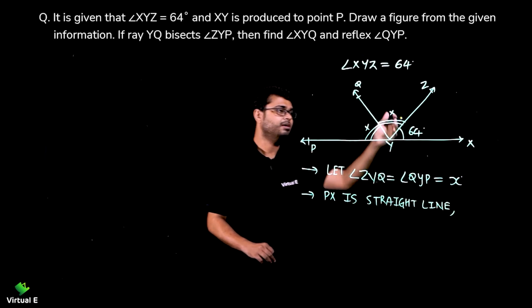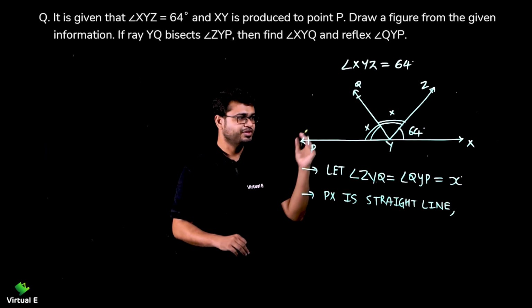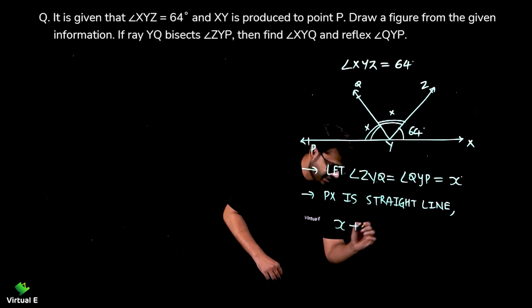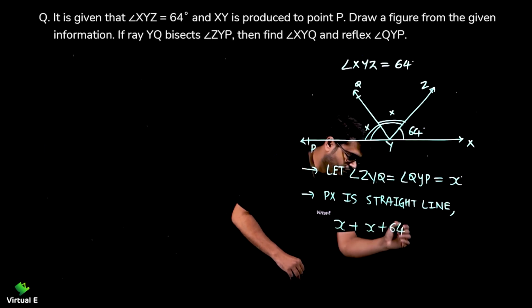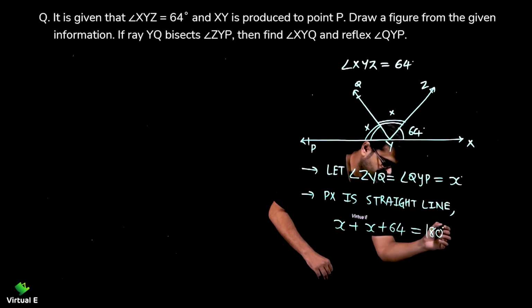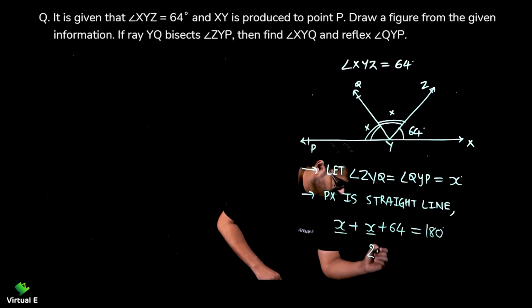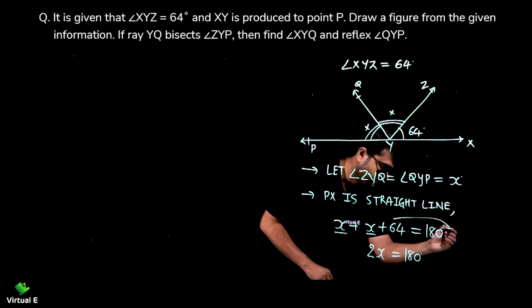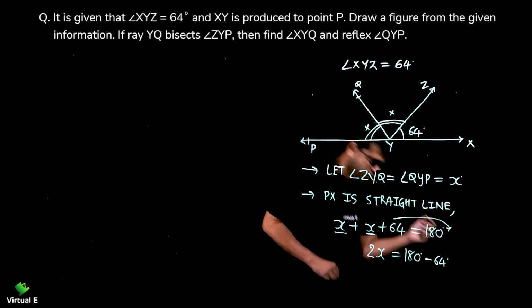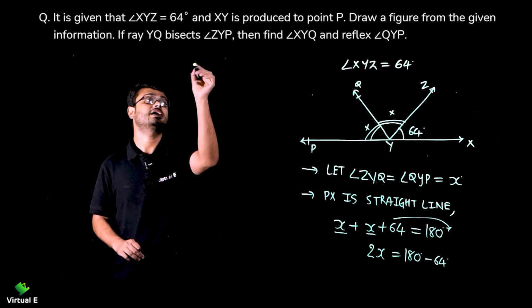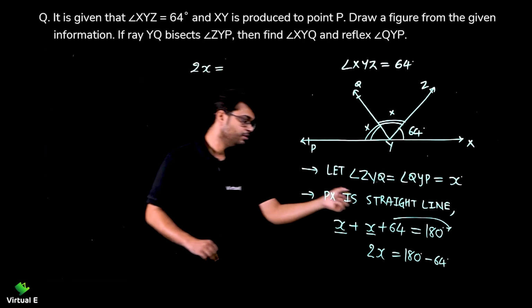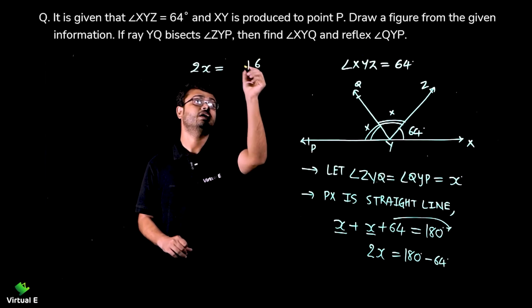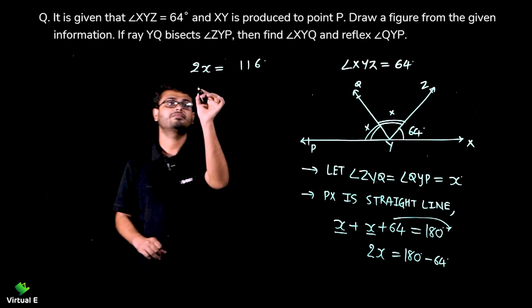So let's add them up. Straight line means straight angle. So if you add them up, you are going to get 180 degrees. So let's write x plus x plus 64 is equal to 180 degrees. Now x and x, that will be 2x is equal to 180 degrees. What I'm going to do with 64? Shift it over that side. So minus 64 degrees. Let's write over here that 2x is equal to, 10 minus 4 will be 6, 7 minus 6 will be 1, and 1. So 2x is 116 degrees.